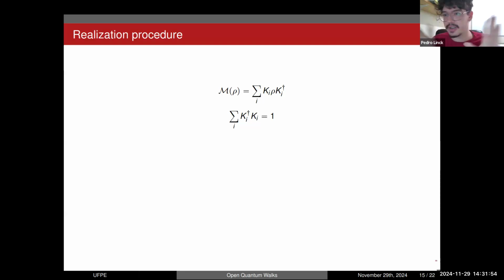So how can we simulate, for example, an open quantum walk on a quantum computer? How do I do this?